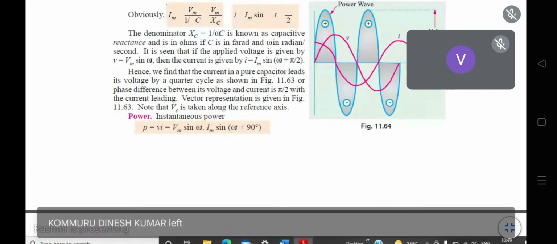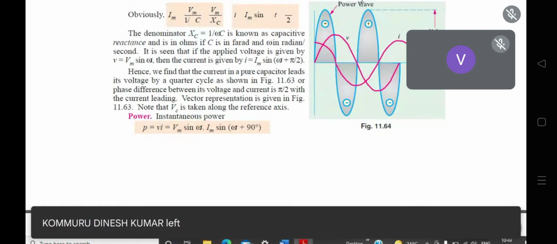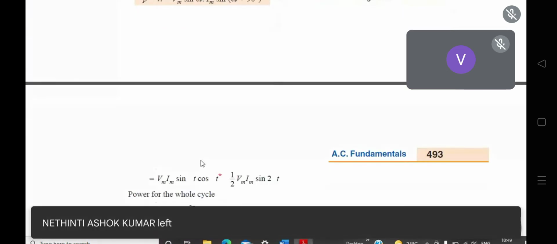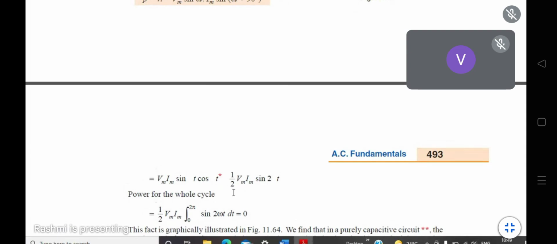But the instantaneous power waveform will be like this. From 0 to pi by 2, that is positive, and from pi by 2 to pi it is negative. Similarly, it is positive here and negative here. So we can say the total average power is 0. But the instantaneous power is equal to Vm Im by 2 sin 2 omega t.